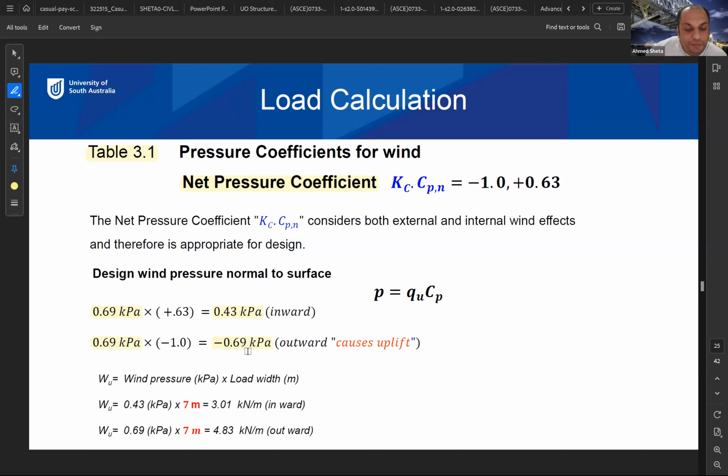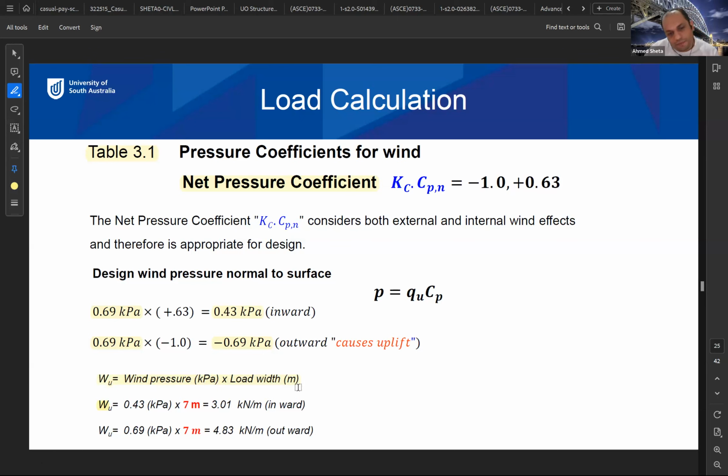Because you have the intermediate frame, not only the intermediate beam. Because you are only looking for the beam, it will be only 2 values for ultimate. So what we have to do to find the wind load on a beam is multiply the wind pressure in kPa times the load width in meters.